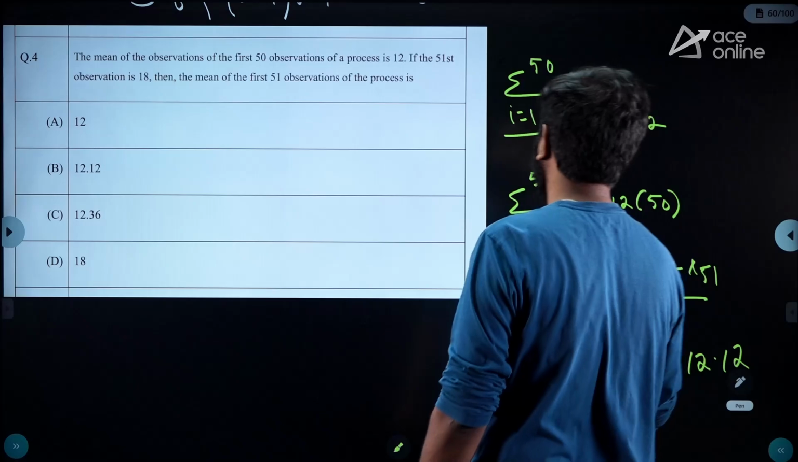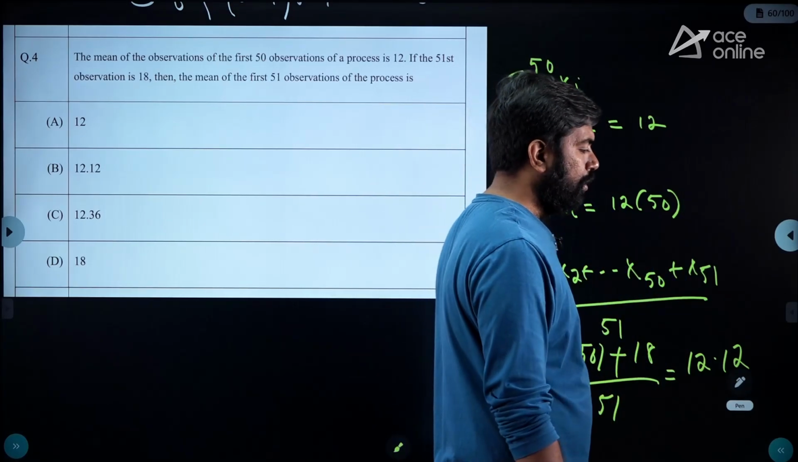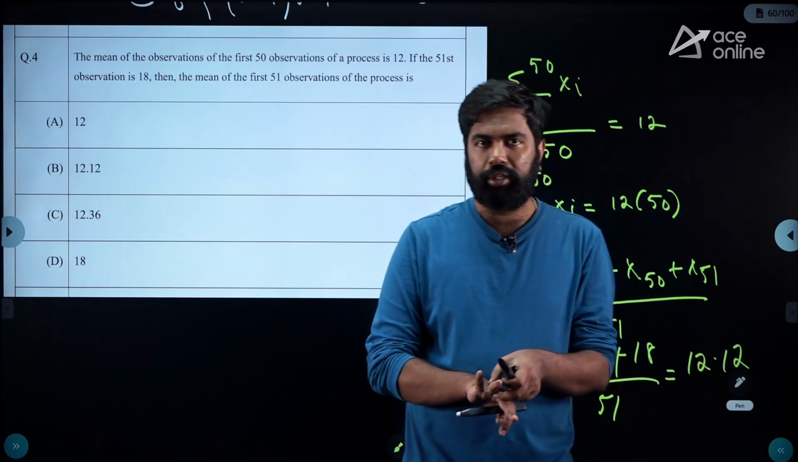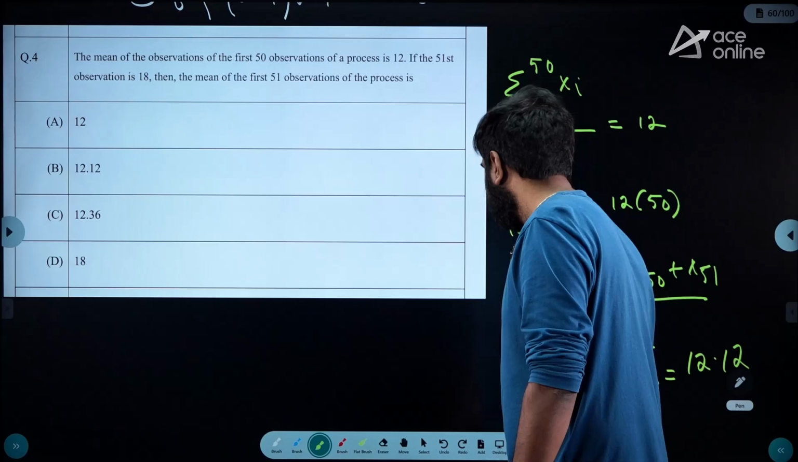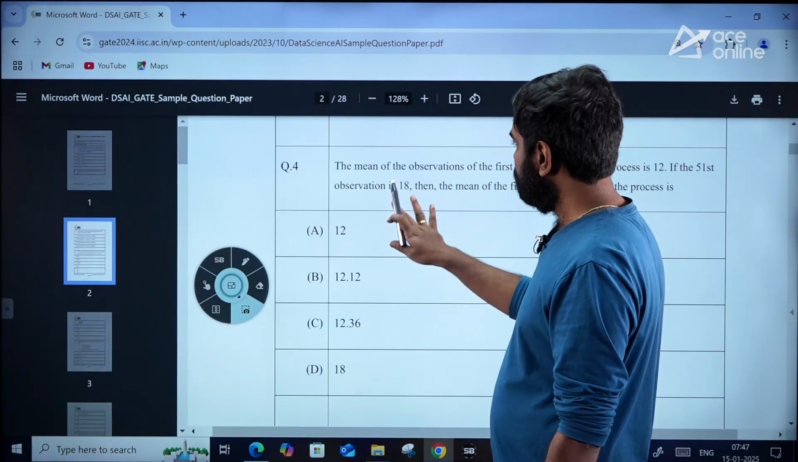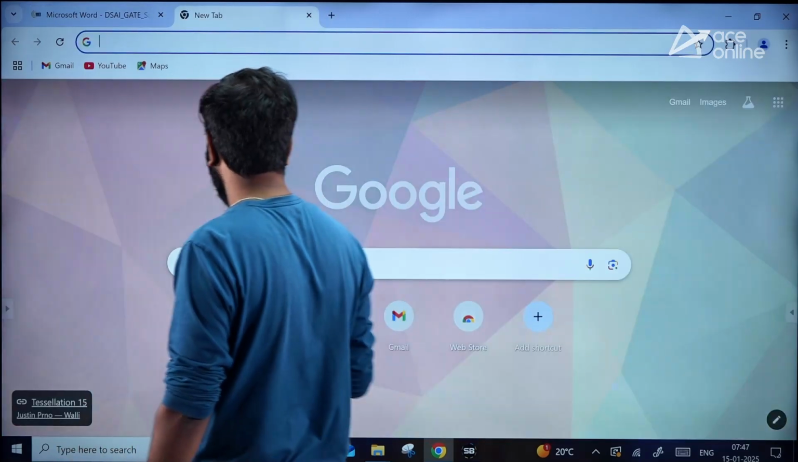Now, why am I showing this question? Just go through this half minute, I'll give you why I am showing this question, you'll understand. The reason behind this question is, this is from a sample paper, which they gave a few months before the exam.